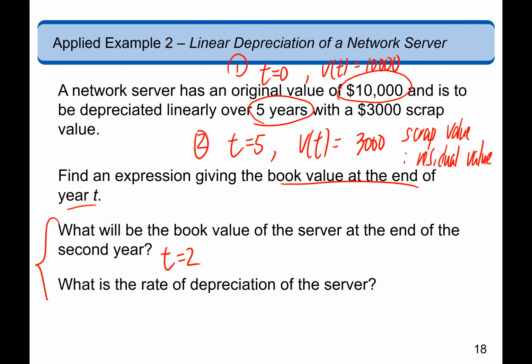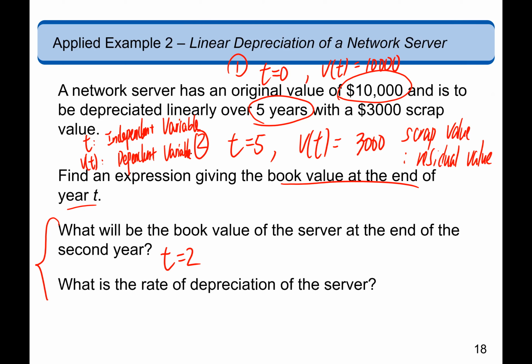So the value of the network server depends on the time T. Okay, so here time T is what we call the independent variable. And V of T is the dependent variable because the value of the machine depends on the time T. Okay, so that means we're gonna apply a linear function utilizing those two variables.